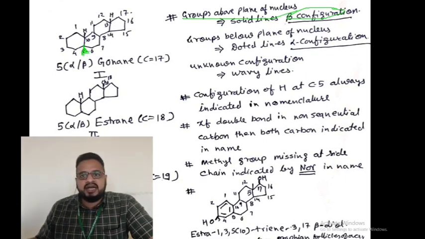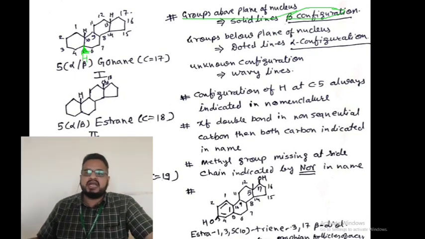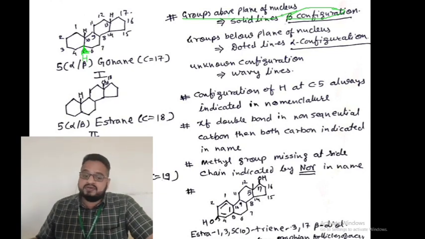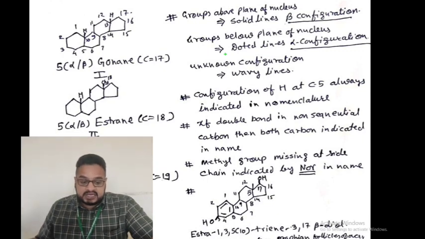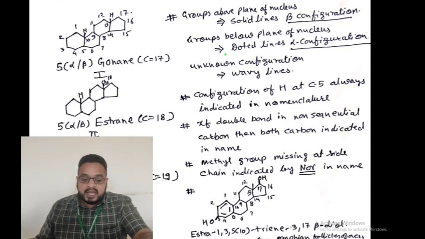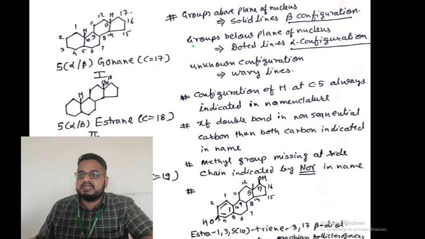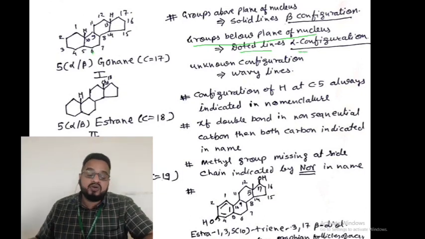If it is a solid line and a proton is attached here at the 5th position, the group above the plane we understand as the beta configuration. So this would be the beta proton. Instead of this beta proton, if we consider the group below the plane of the nucleus, that will be denoted by a dotted line, and that would be the alpha configuration.